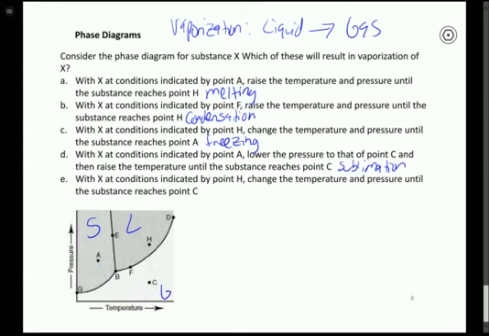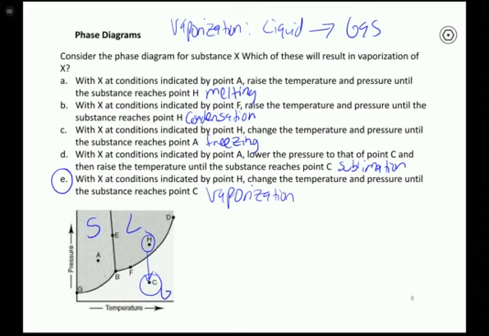So finally, we only have one more left to see if this is vaporization. We're starting at H, which is liquid, and we're going to point C, which is gas. So here we're going liquid to gas. So this one is in fact vaporization, and that's going to be the correct answer.